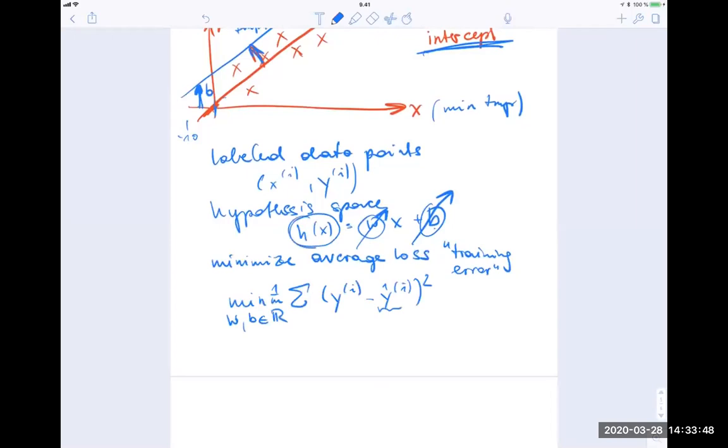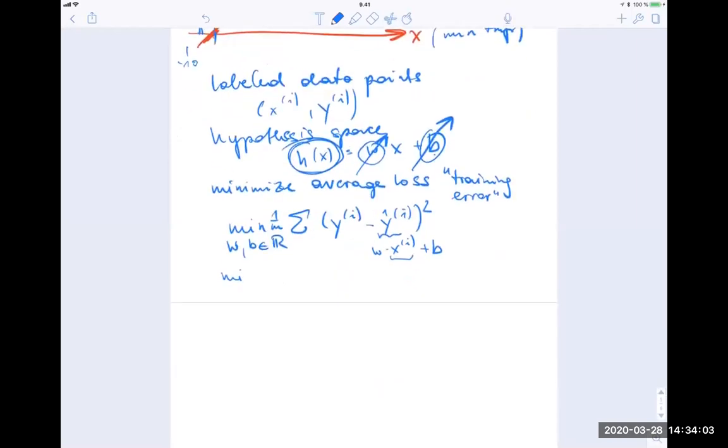And here we can insert what is the predicted label? Well, we use a linear map. So the predicted label is W times xi, the feature of the ith data point, plus the intercept term. So if we insert this, we end up with the optimization problem: minimize over W and B, 1 over M times the sum of yi minus, here's the predicted label, which is W times xi. So it's a number, it's not a vector, plus B, to the power of 2.